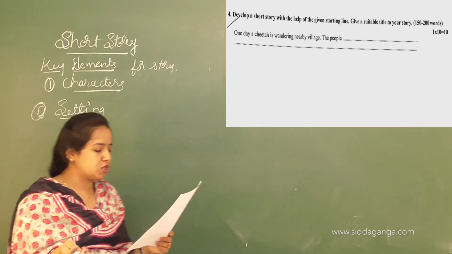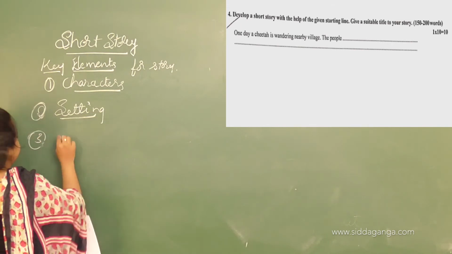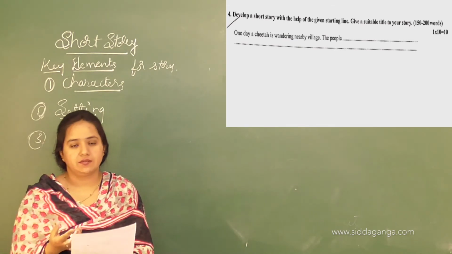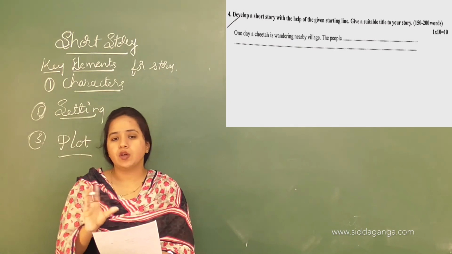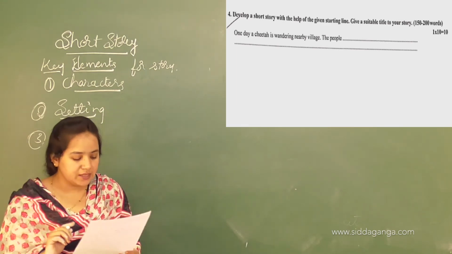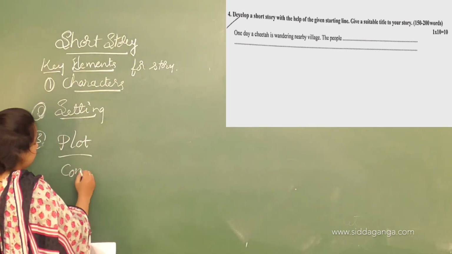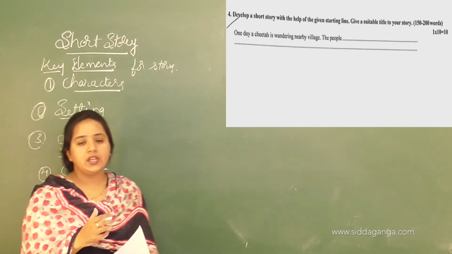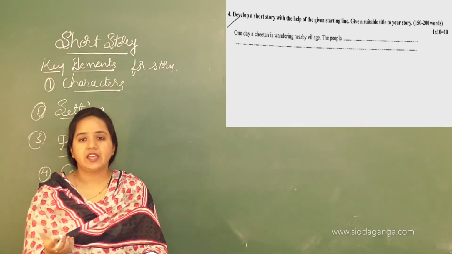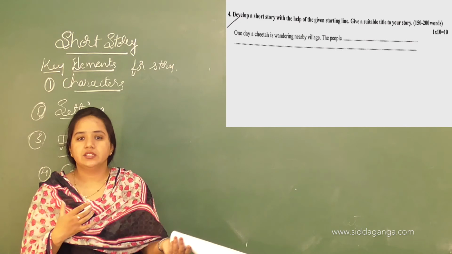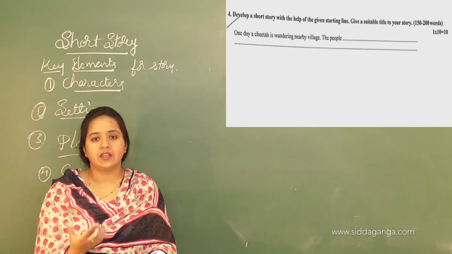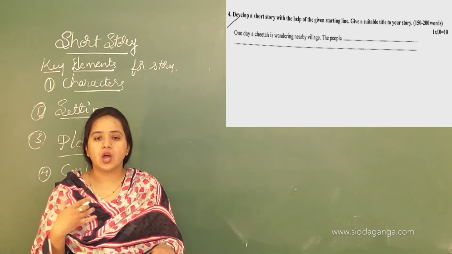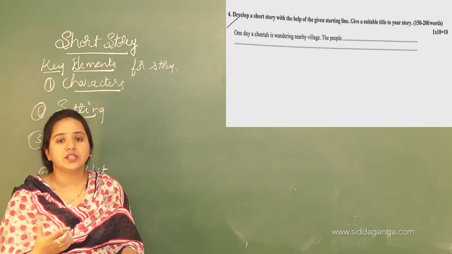Then the next is plot. The plot should be simple and interesting. So when you create the story, the plot should be a very interesting one. The next is conflict. If the other characters and the main characters are in a problem and they do not reach their goals easily, they struggle a lot. So that is the conflict, how the main characters struggle to reach their goals.